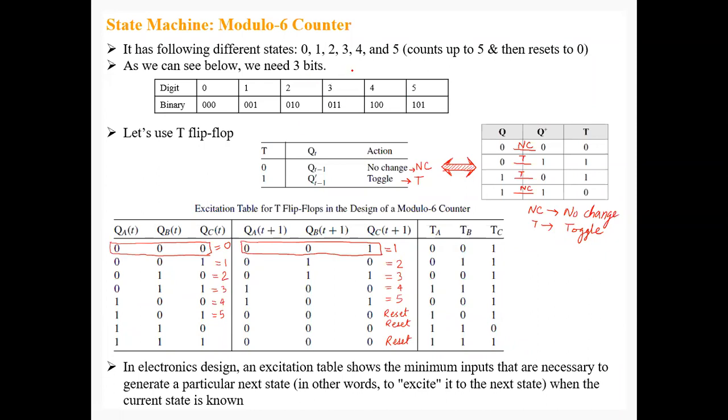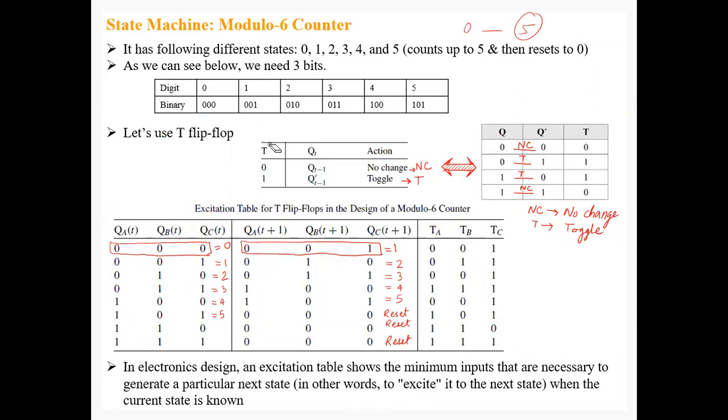What I'm trying to do here is make a modulo 6 counter, meaning it counts from 0 to 5. How many flip-flops do you need? 2 to the 2 is 4, 2 to the 3 is 8. So 4 does not work because I have 6 states. So we have to use 3. That's why I have 3 Q's: QA for the A flip-flop, QB for the B flip-flop, QC for the third flip-flop. I have 3 flip-flops there.